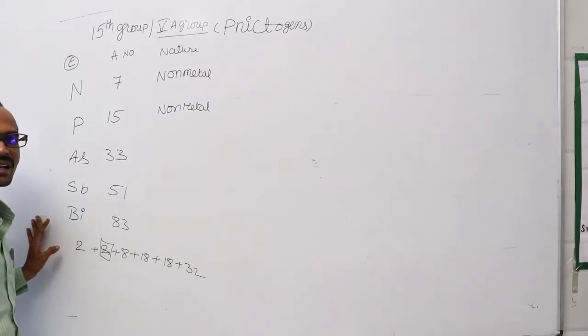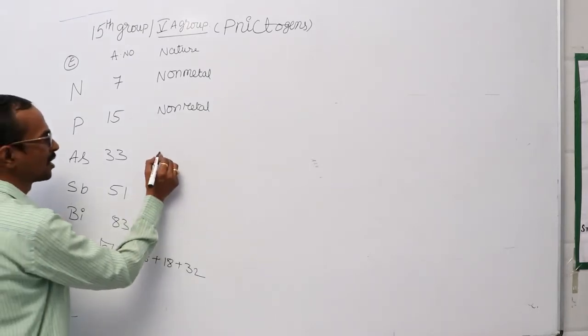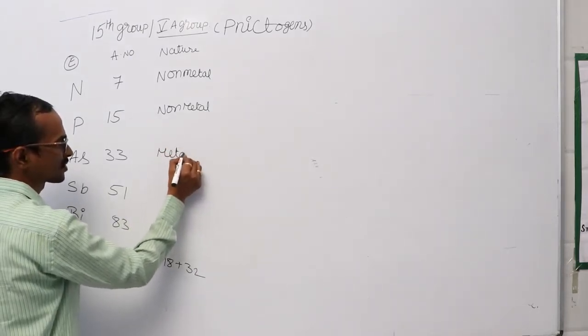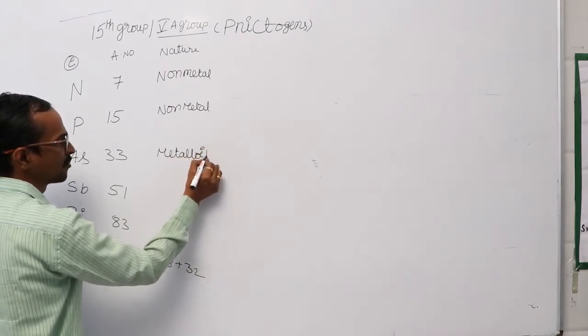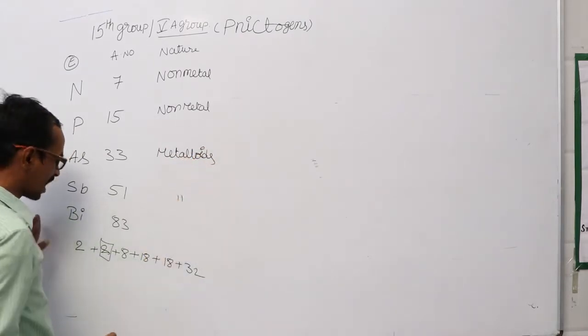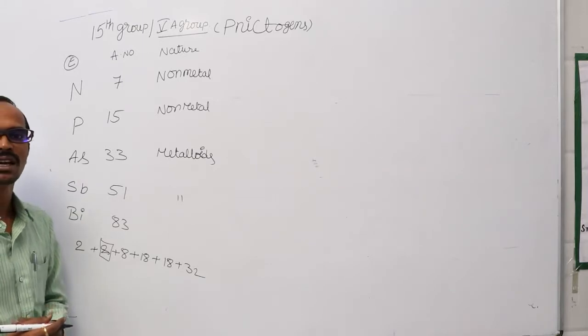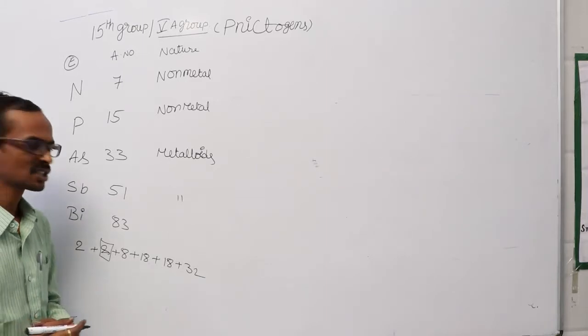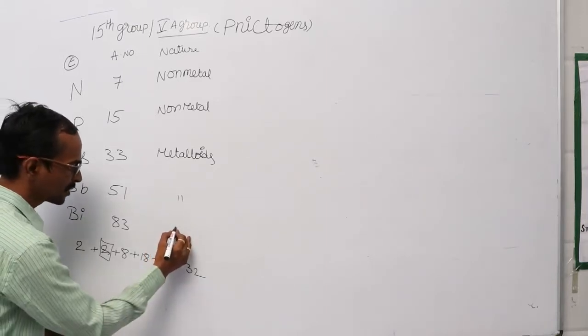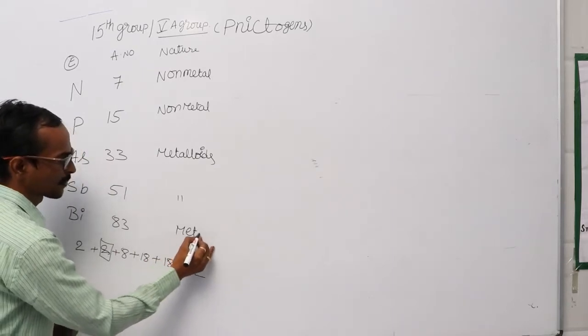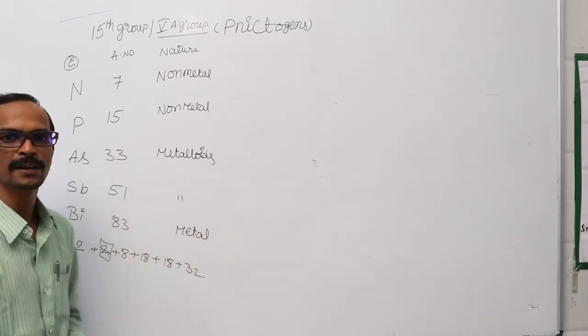Next, arsenic and antimony are the metalloids. The last one, bismuth, is a typical metal, right? It is a metal.